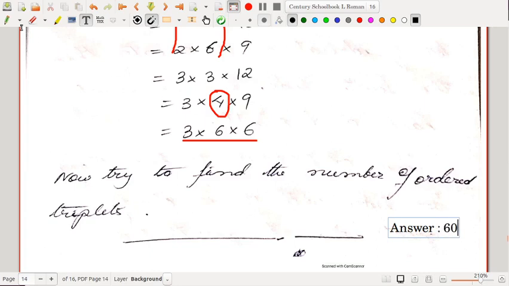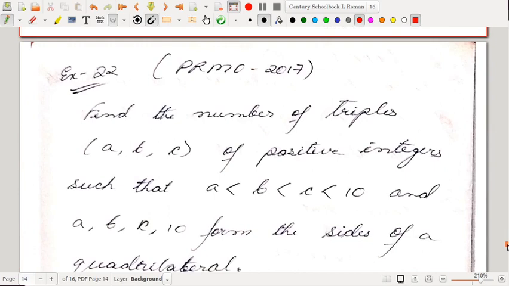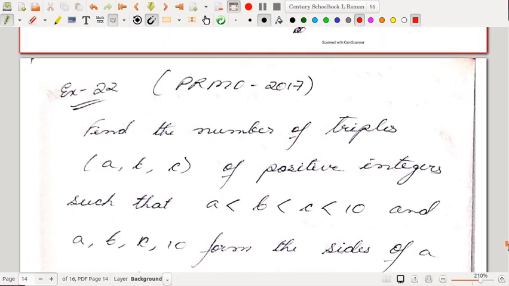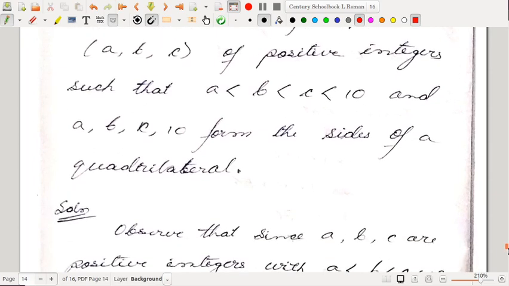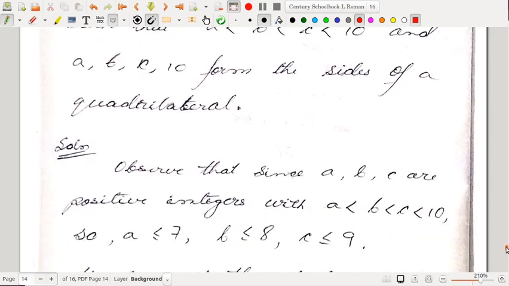So please try to do it yourself, and you can send the answers in the WhatsApp group, no problem. Another problem, I give you this also as homework. I'll give you some hints. Find the number of triples A, B, C of positive integers such that A less than B less than C less than 10, and A, B, C, 10 form the sides of a quadrilateral.